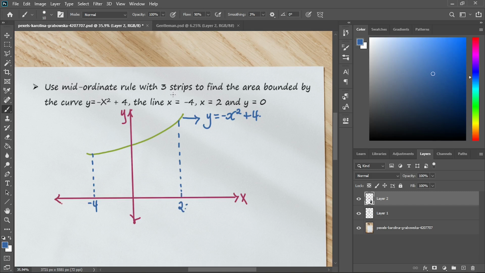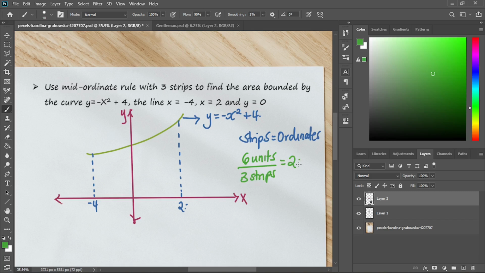So they want us to use 3 strips, and when you're doing mid-ordinate rule, the number of strips will always be equal to the number of ordinates that we're going to use. So if they want 3 strips, the first thing you're going to do is to know what is going to be the width of every particular strip. To do that, we take the 6 units between negative 4 and 2, and then we divide by 3 strips. When you do that, every strip is supposed to be 2 units.